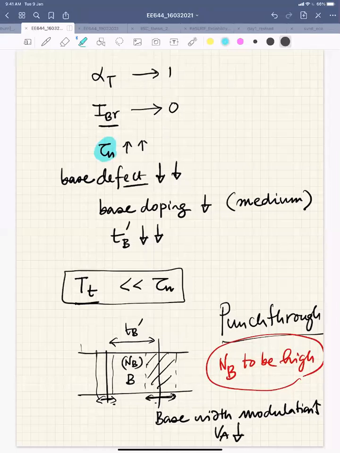So when you're designing a bipolar junction transistor, you have to take care of all these effects together, right? Okay.